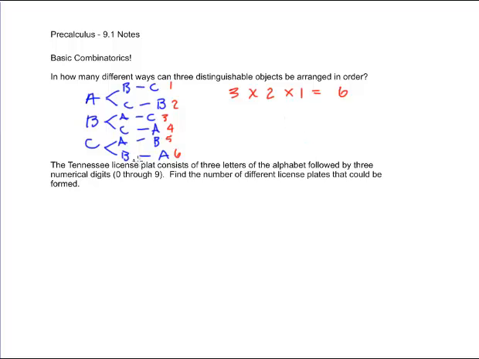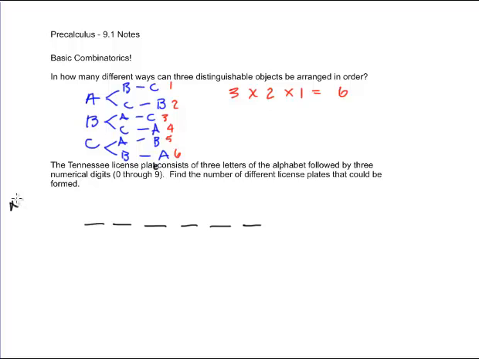So let's talk about Tennessee license plates. The Tennessee license plate consists of 3 letters of the alphabet followed by 3 numerical digits 0 through 9. Find the number of different license plates that could be formed. Well, if we talk about this multiplication thing, then let's look at that license plate. We've got 3 spots for letters, 1, 2, 3. And then we've got 3 spots for numbers, 1, 2, 3.